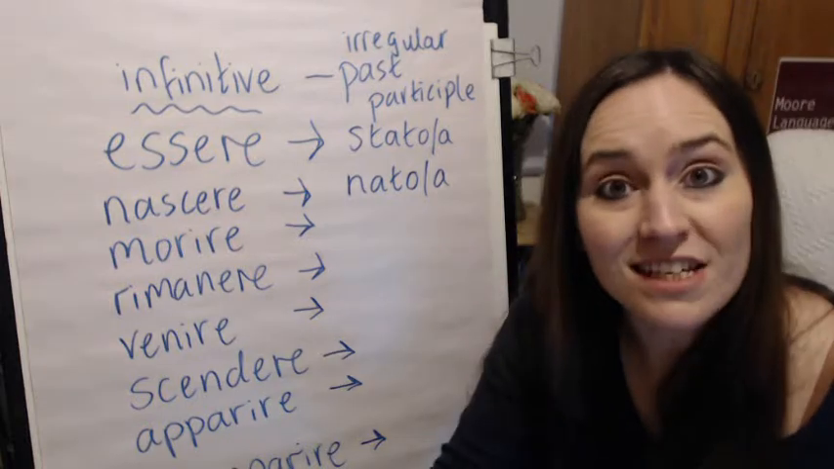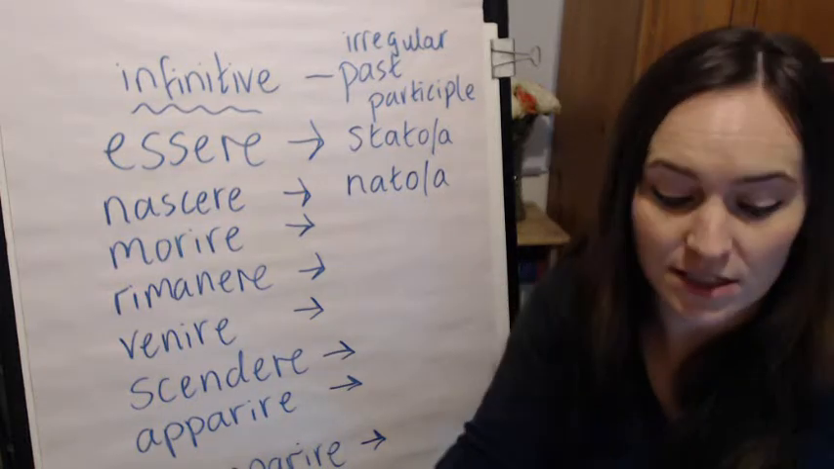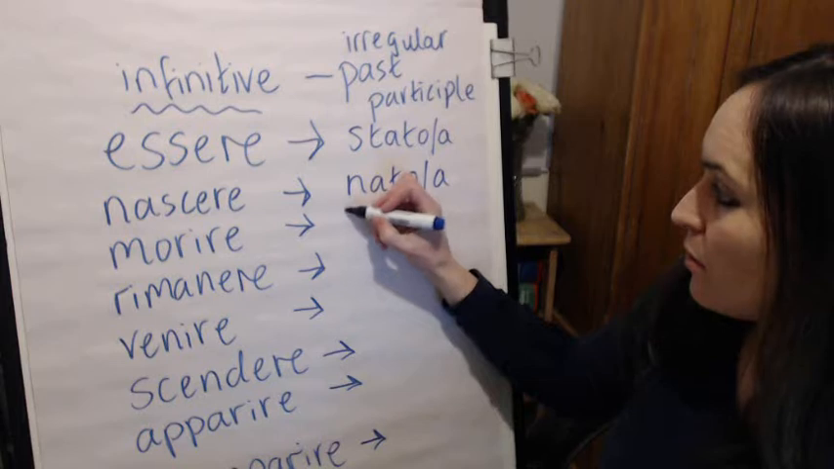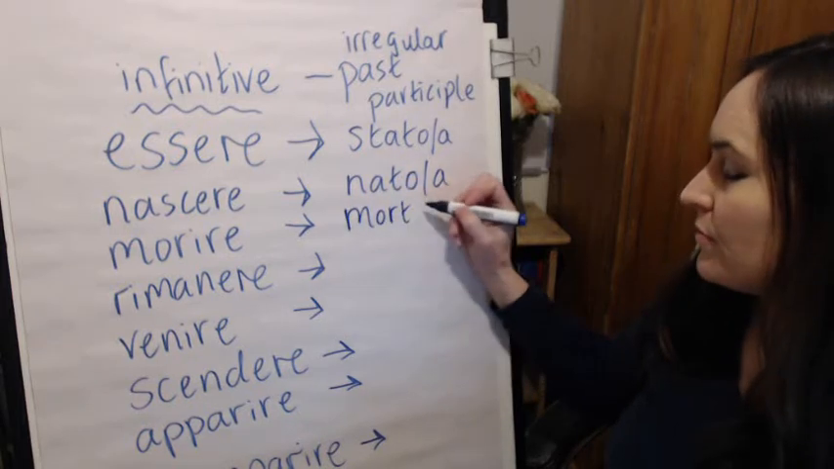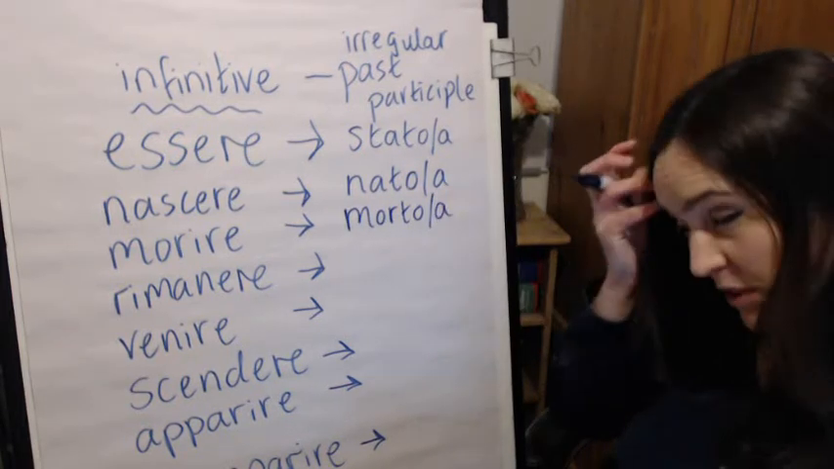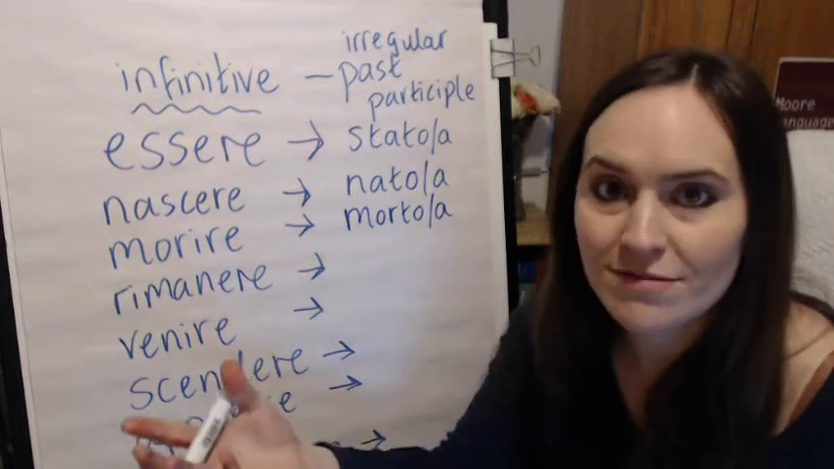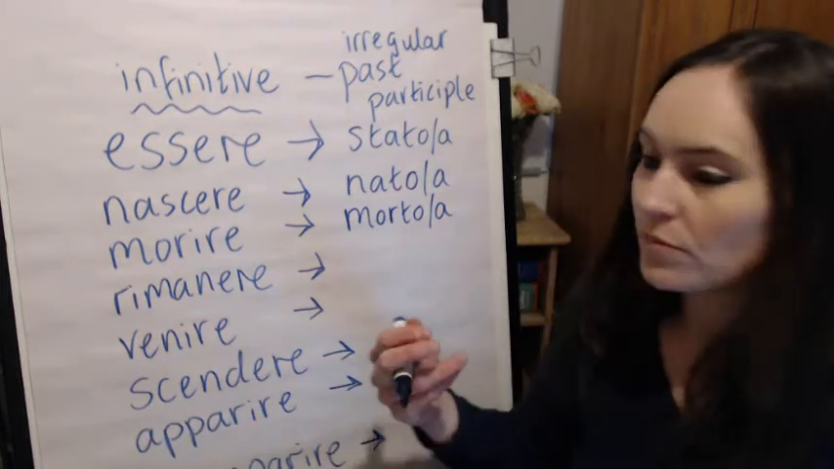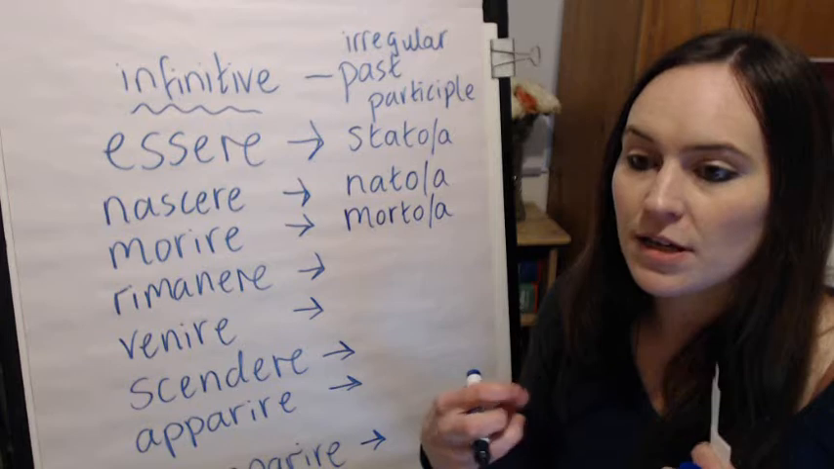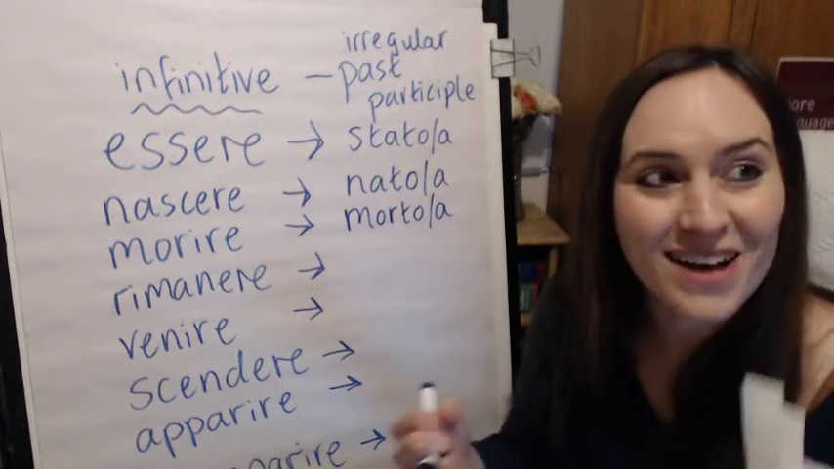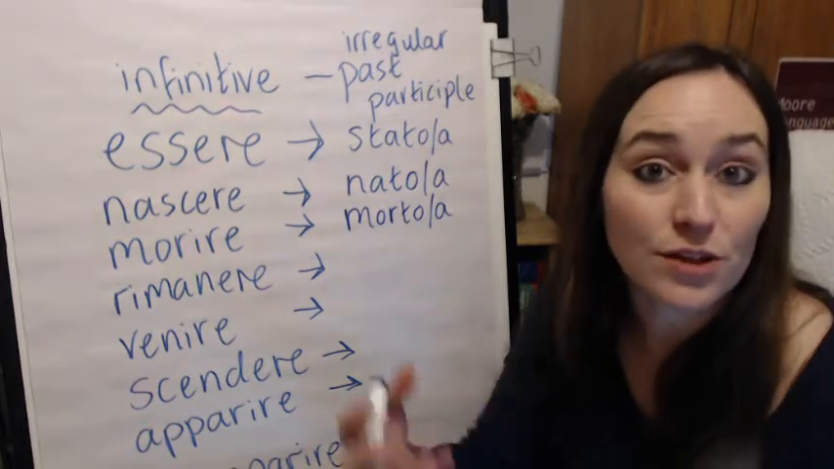Sono morti, sono morte. That's the plural form. So, morto, morta. Think of the word mortal. I'm thinking Mortal Kombat. So something that can kill you, mortal.